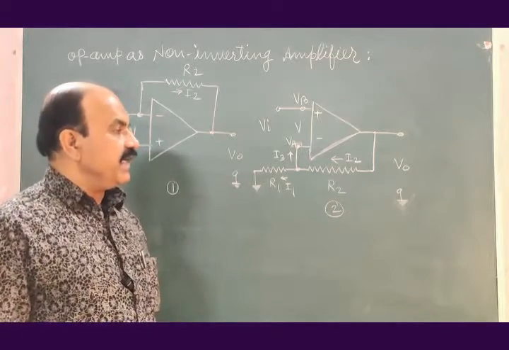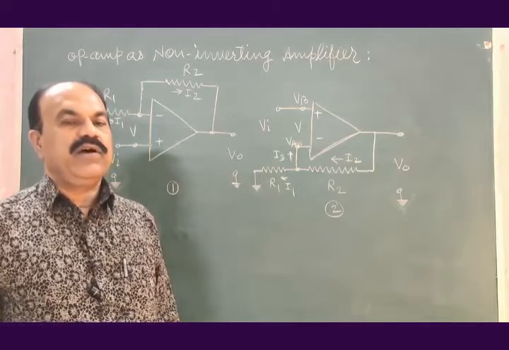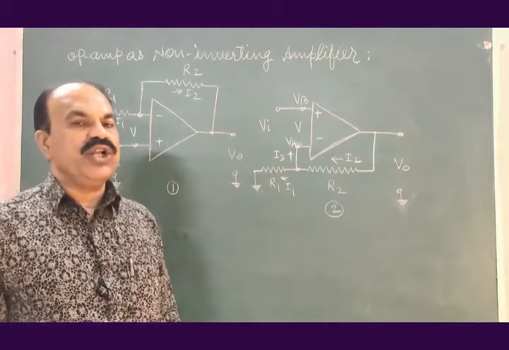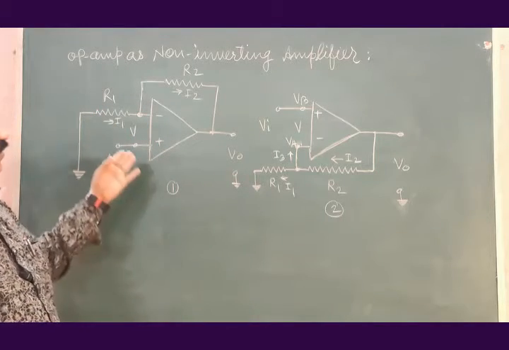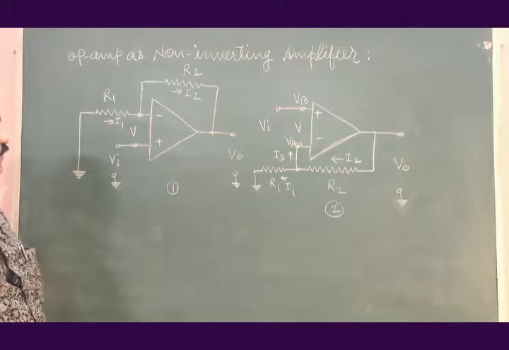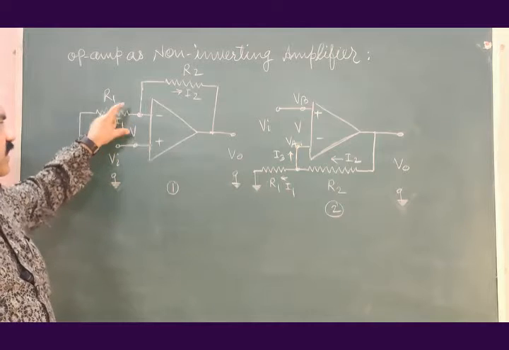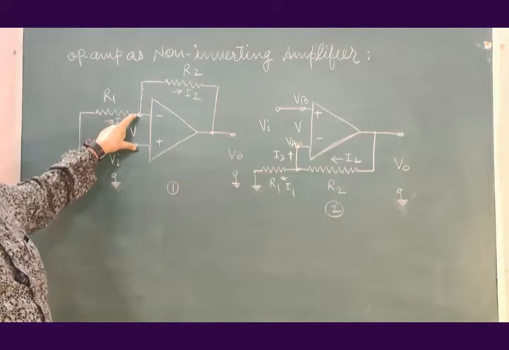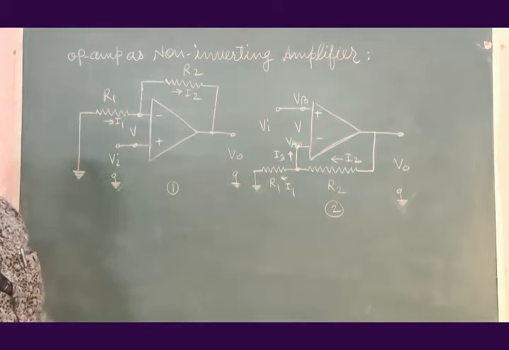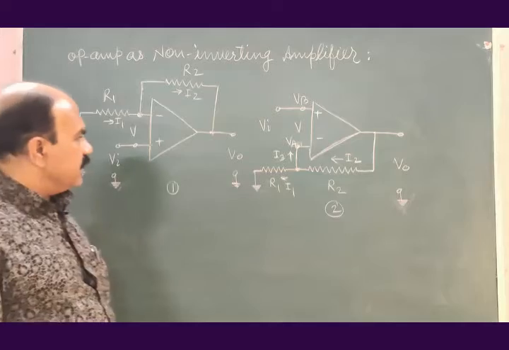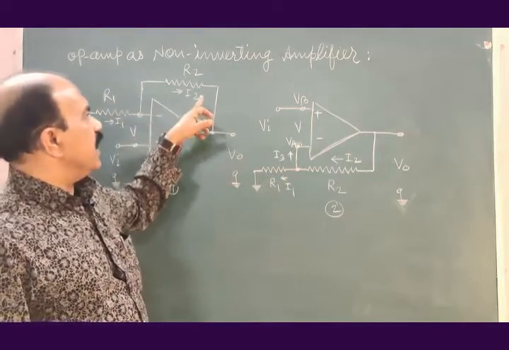Let us try to find out the voltage gain with feedback of op-amp as non-inverting amplifier. Let me first come to this figure. Actual voltage applied is Vi. Voltage coming between inverting and non-inverting input terminals because of feedback is V. Current flowing through R1 is I1, through R2 is I2.